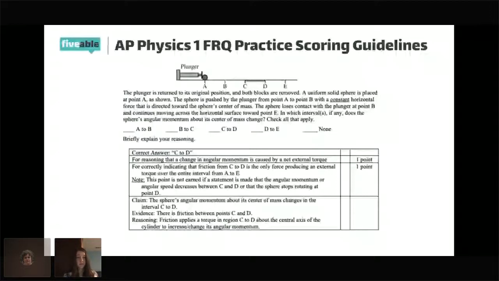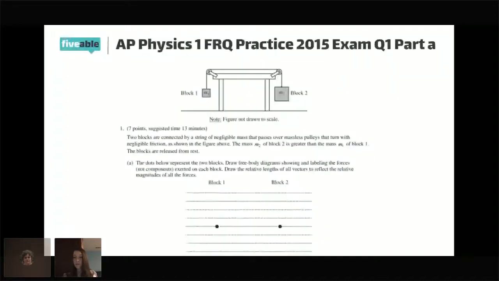Good. Next question. So the next one says, two blocks are connected by a string of negligible mass that passes over massless pulleys that turn with negligible friction, as shown in the picture above. The mass M2 of block 2 is greater than the mass M1 of block 1. The blocks are released from rest. The dots below represent the two blocks. Draw a free body diagram showing and labeling the forces, not components, exerted on each block. Draw the relative lengths of all vectors to reflect the relative magnitude of all forces.